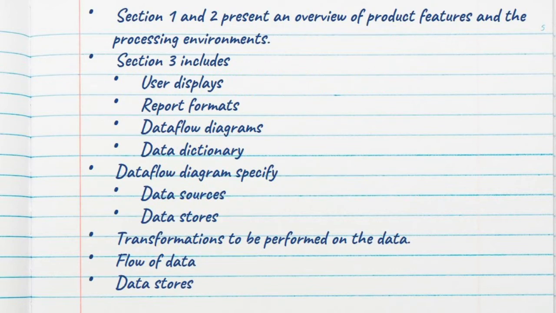Sections 1 and 2 present an overview of product features and the processing environments. Section 3 includes user displays, report formats, data flow diagrams, and data dictionary. Data flow diagrams specify data sources, data stores, transformations to be performed on the data, and the flow of data.